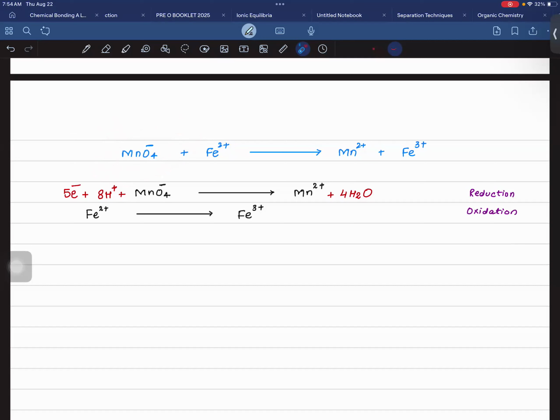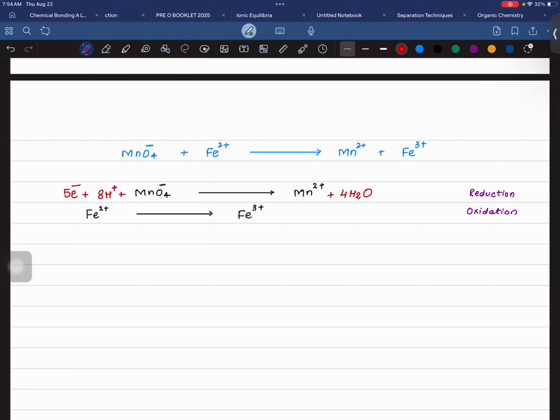MnO4 minus means that this is -1, right? So I have included this -1, and if this is -1 and I have +8, each hydrogen is +1. So 8 hydrogen means this is +8. So +8 minus 1 would give you +7. That's why I told you this is +7. So this was +2. Then I'm supposed to write 5 electrons over here. Okay, so the first equation is over.